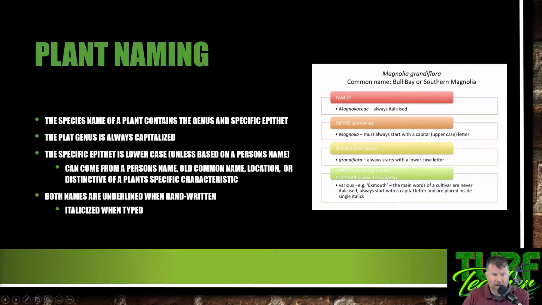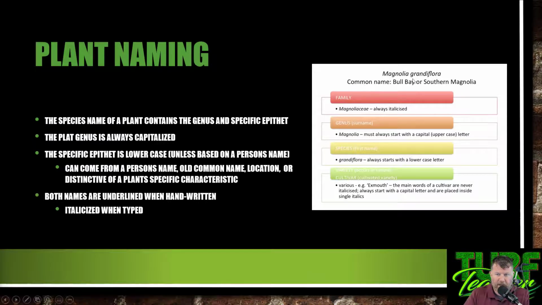So with plant naming, the species of a plant contains the genus and specific epithet. The plant genus is always capitalized, and then the specific epithet is lowercase unless based on a person's name. It can come from a person's name, old common name, location, or distinctive of a plant's specific characteristic. And then both names are underlined when handwritten and italicized when typed.